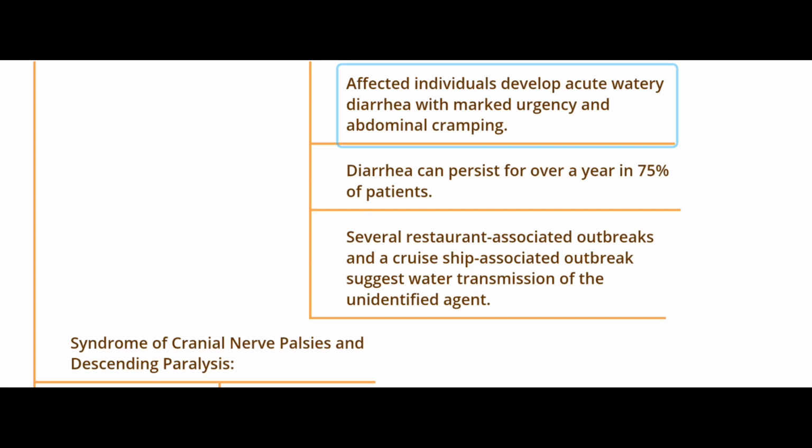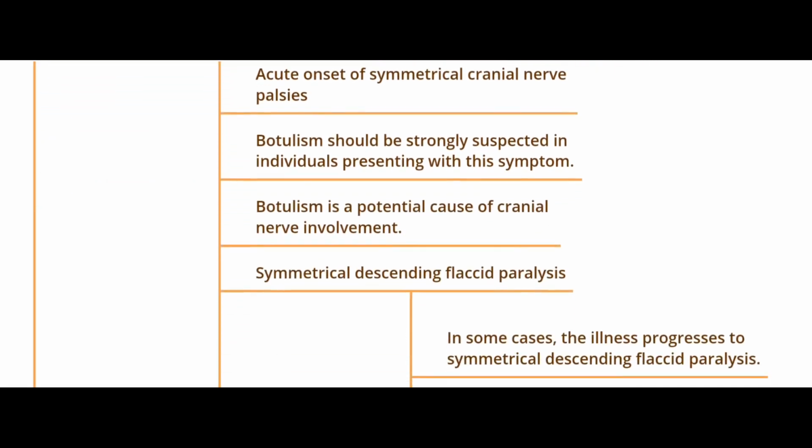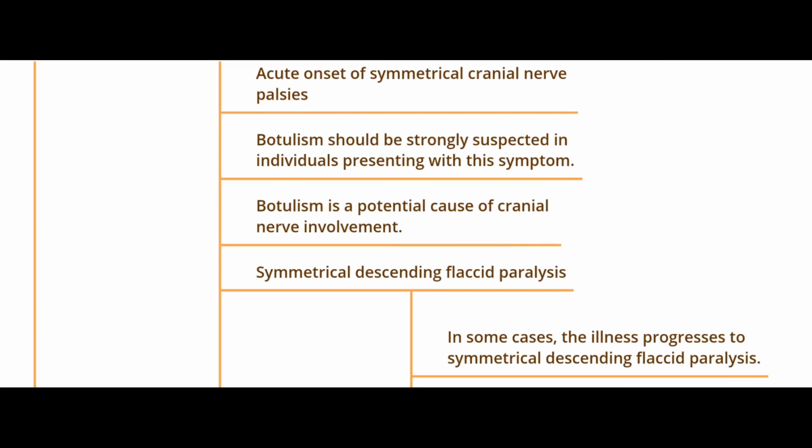We can have a syndrome of cranial nerve palsies and descending paralysis. It is acute onset of symmetrical cranial nerve palsies, and especially if it's descending and coming from proximal muscles into distal muscles, we should always check for botulism. Botulism is a cause of cranial nerve involvement, and it comes with symmetrical descending flaccid paralysis.